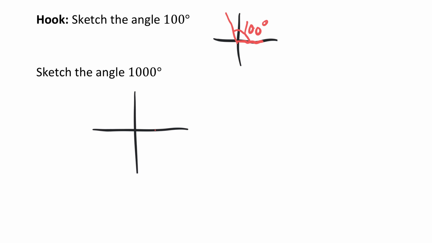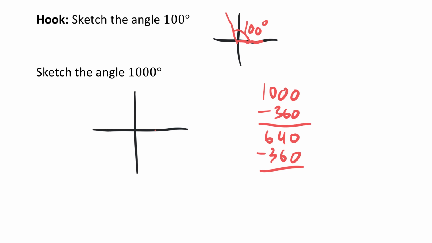What we have to do is think about how many groups of 360 might have gone into 1,000. So for example, if we subtract a group of 360, that's going to give us 640 degrees. But we could subtract another 360, and that's going to give us 280 degrees. Now we can't subtract any more 360s because if we did, we'd make it negative. And so what we want to do is think about the angle 280.